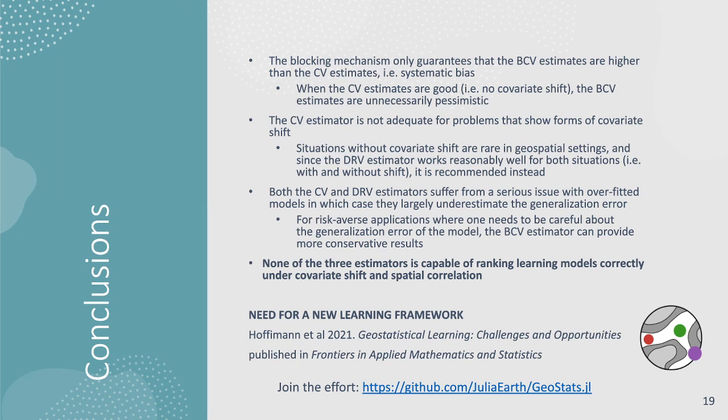As our conclusions, we can see that the blocking mechanism only guarantees that the block cross-validation estimates are higher than the CV estimates. When there is no covariate shift, the block cross-validation estimates are necessarily pessimistic. The cross-validation estimator is not adequate for problems that show forms of covariate shift. These situations are rare in geospatial settings, and the density ratio estimator performs reasonably well in both situations and is recommended instead.